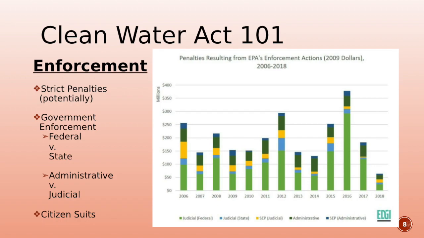If it is a citizen suit situation, those citizen suit plaintiffs have to send what's called a notice of intent to sue to the violator, and they have to send copies of that notice to the government agencies before they file their case in federal court.